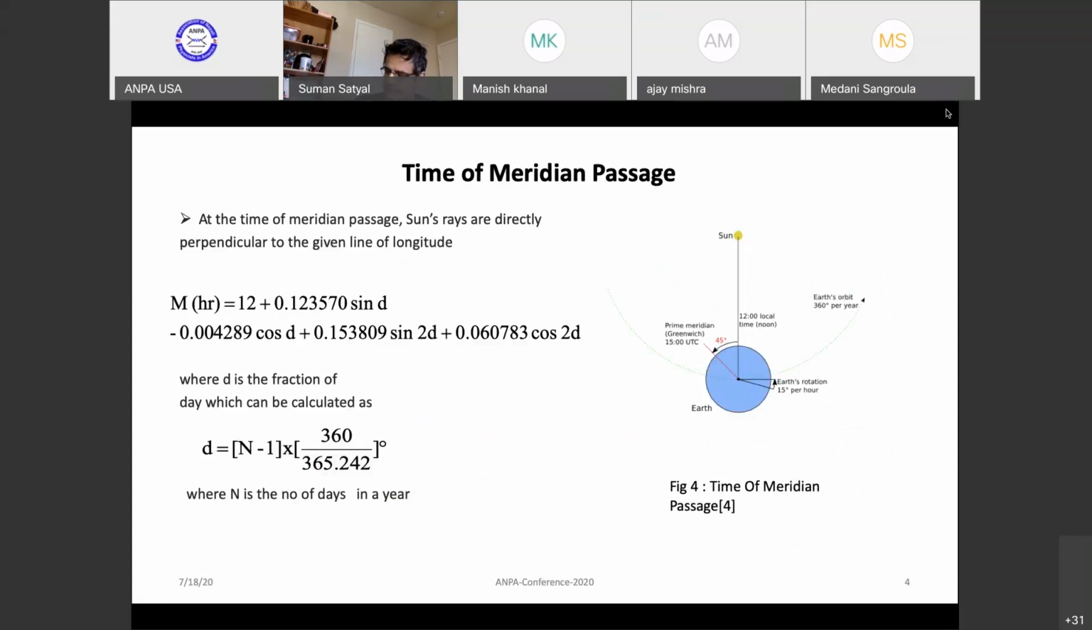Let's move on to the second celestial dynamic, that is the time of meridian passage. Time of meridian passage is an instant of time at which the sun is directly overhead. At this time, the sun's rays are directly perpendicular to a given line of longitude. Time of meridian passage is also called solar noon. Small d used in the formula indicates the fraction of the day, and capital N indicates the number of days in a year. For example, N is equal to 1 for January 1, N is equal to 31 for January 31, and N is equal to 32 for February 1.